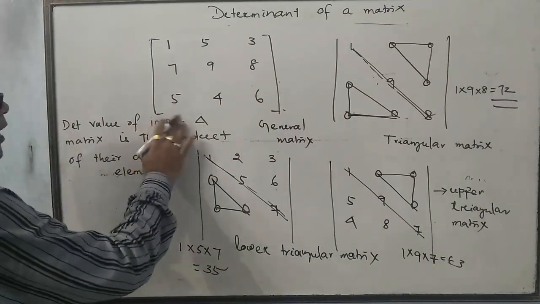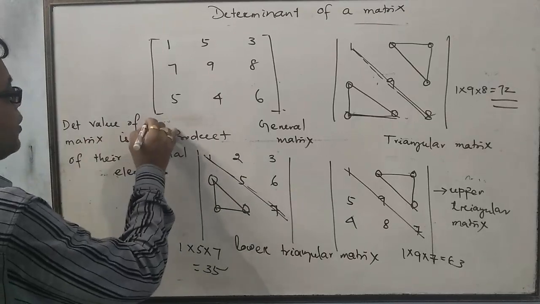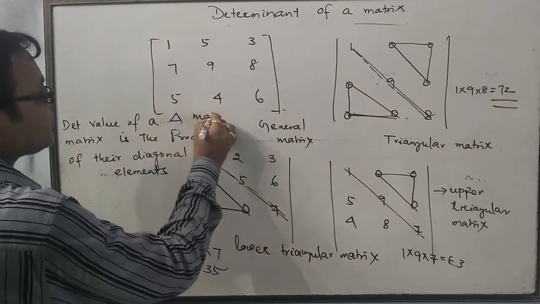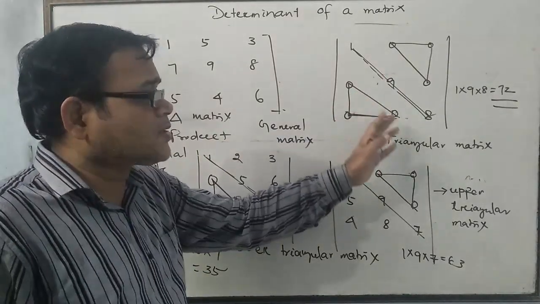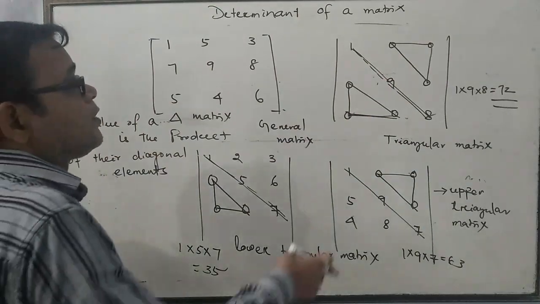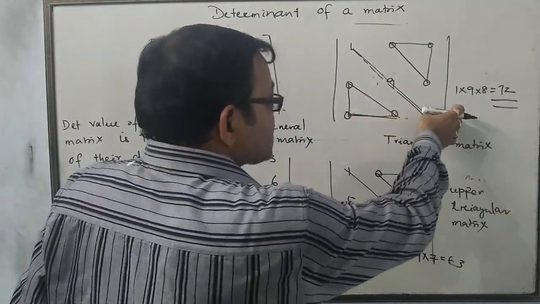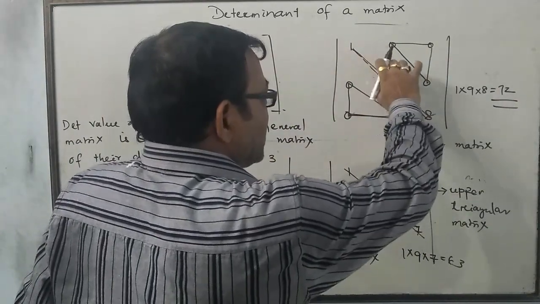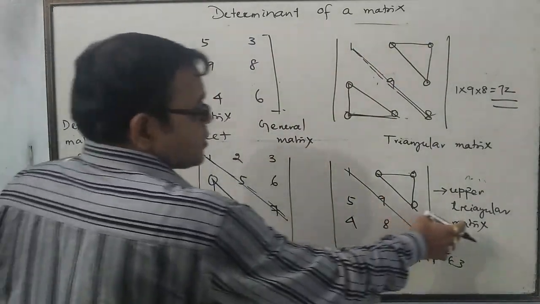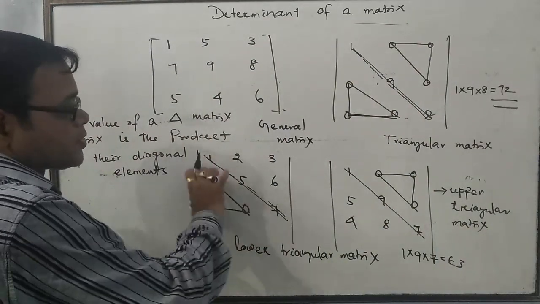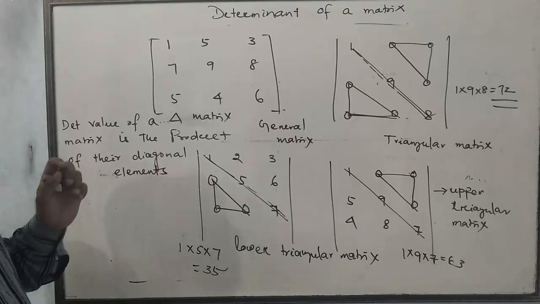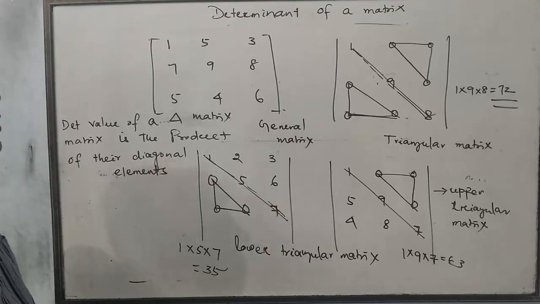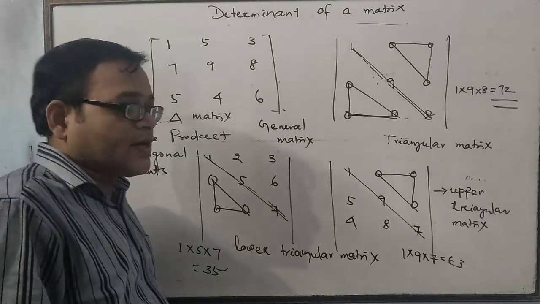Okay. The determinant value of a triangular matrix. This is the general matrix, and here is the triangular matrix, and the diagonal matrix can also be taken as a triangular matrix. If the entries below the leading diagonal are zeros, it is called upper triangular. If the entries above are zero, it is called lower triangular. Very simple concept. It is a very good shortcut trick to find the determinant of a matrix of order 3.